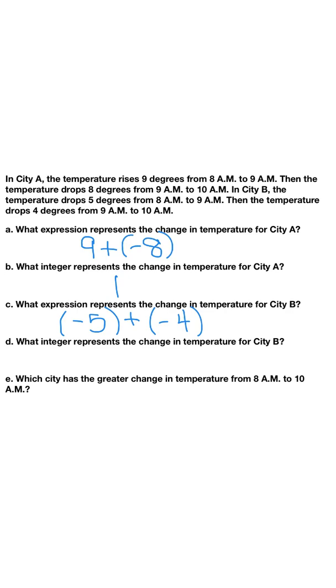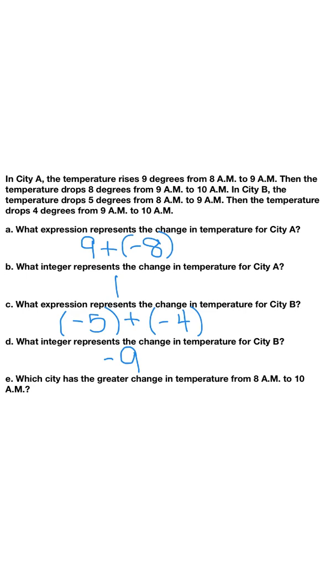Question D. What integer represents the change in temperature for City B? Let's simplify the expression at part C. -5 plus -4. They have the same sign, so we're going to add our absolute values together. 5 plus 4 is 9. And they have the same sign, so we're going to keep that sign. -9 represents the change in temperature for City B.